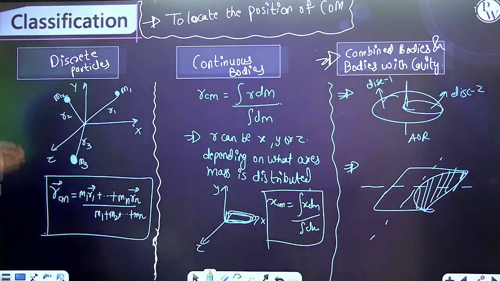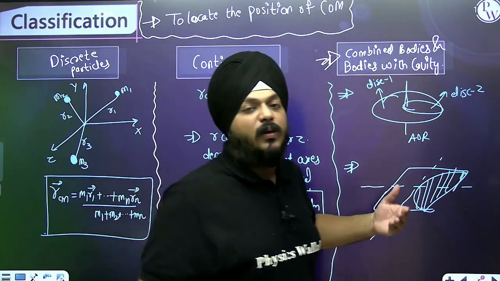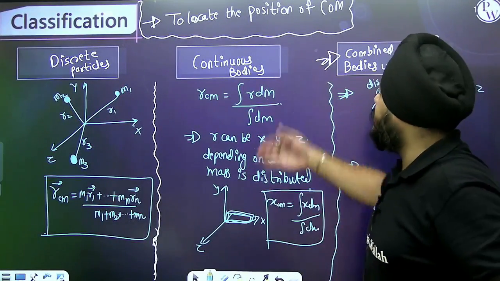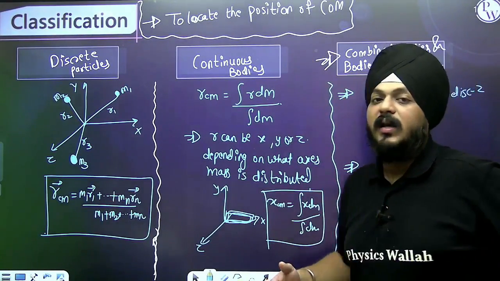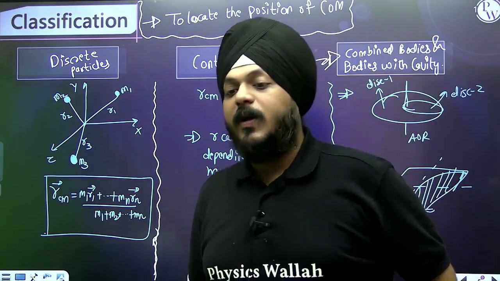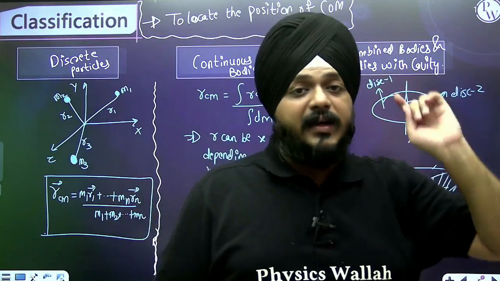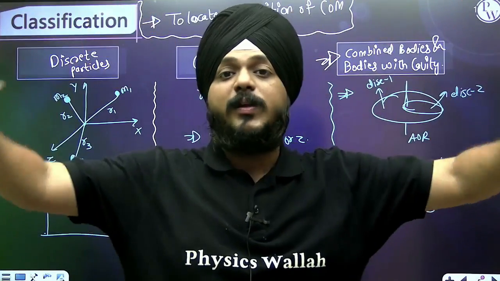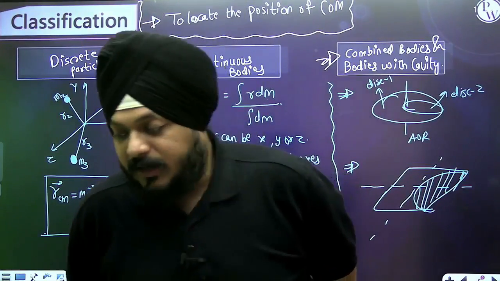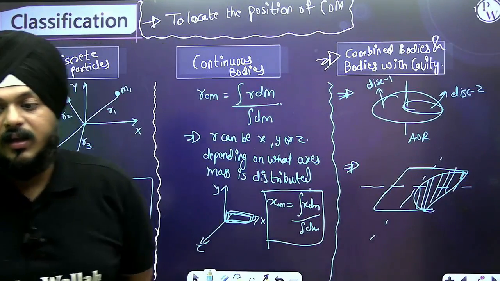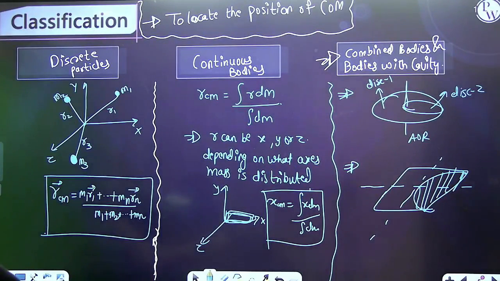What are the applications? Discrete particle systems we are going to see, continuous bodies, combined bodies, and the bodies with the cavities. For all of those applications, we are going to deal with the formula of the center of mass, and we are going to see a number of numericals with it. So are you all ready for it? Yes or no? Okay, so let's begin.